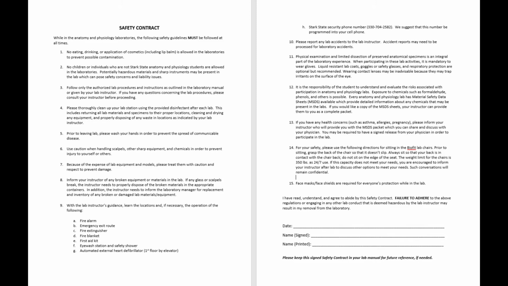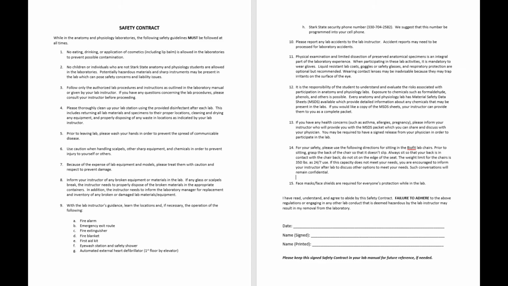14. For your safety, please use the following directions for sitting in the BioFit lab chairs. Prior to sitting, grasp the back of the chair so it doesn't slip. Always sit so that your back is in contact with the chair back. Do not sit on the edge of the seat. The weight limit for the chair is 350 pounds as 24/7 use. If this capacity does not meet your needs, please see your instructor after lab to discuss other options. Such conversations will remain confidential.